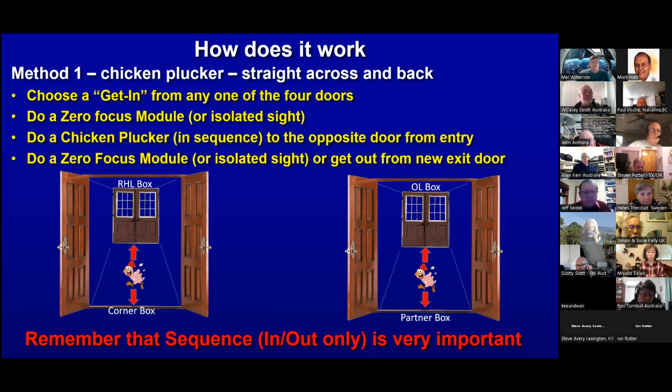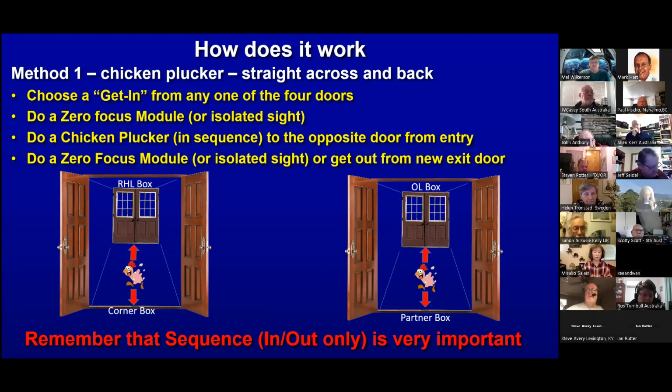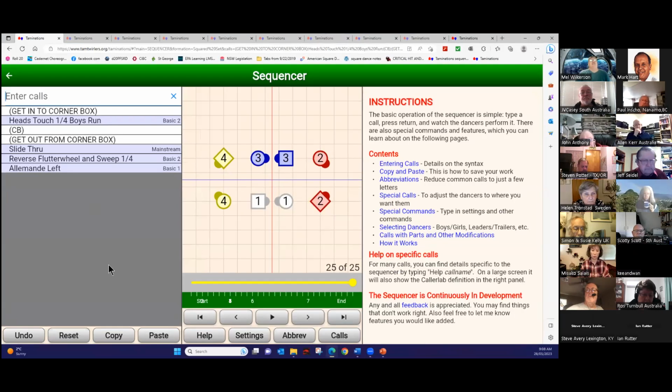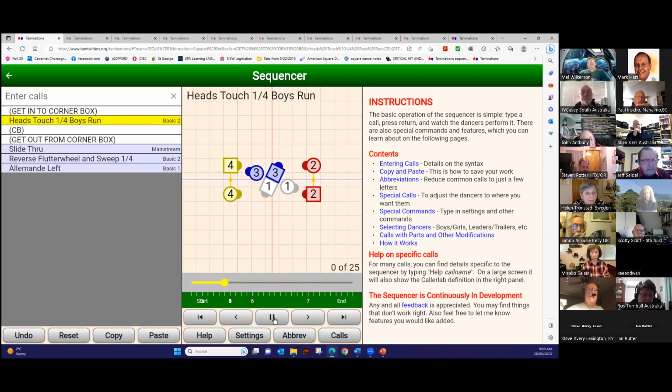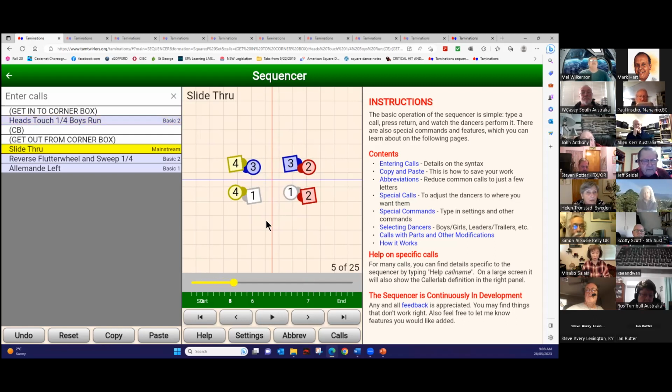Okay, so what we're going to do is just have a quick look at some of these options. So we're going to start with a corner box. So what I'm going to do is get into a corner box, and I'm using heads touch a quarter, boys run as an example.